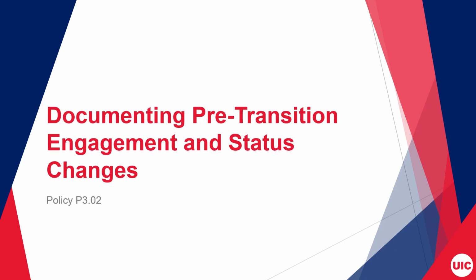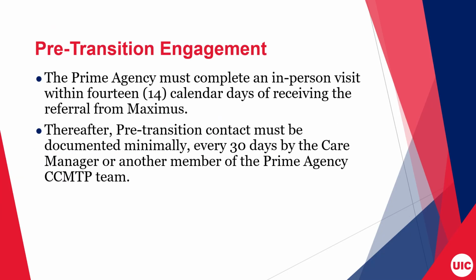Documenting Pre-Transition Engagement and Status Changes, Policy P3.02. The prime agency must complete an in-person visit within 14 calendar days of the approved assessment referral from Maximus, which prime agencies can access through the Assessment Pro platform. Thereafter, pre-transition contact must be documented minimally every 30 days by the care manager or another member of the prime agency's CCMTP team, using the pre-transition member contact note type in the web app.